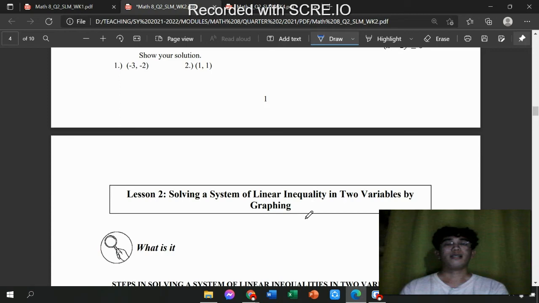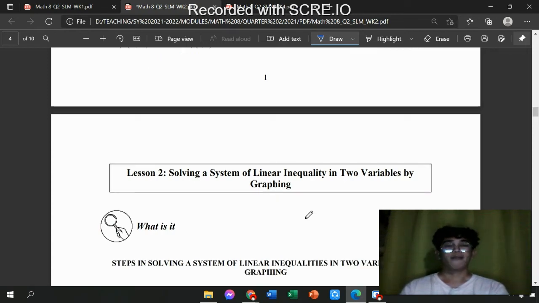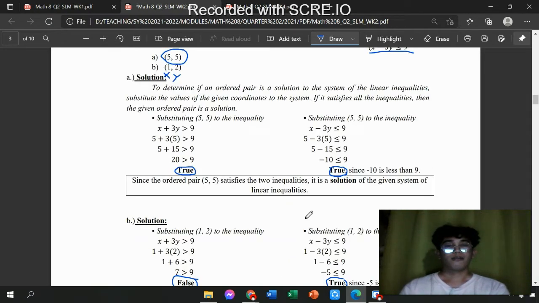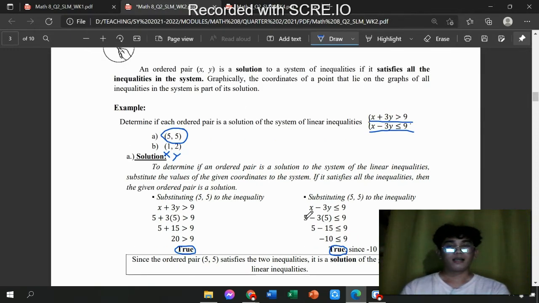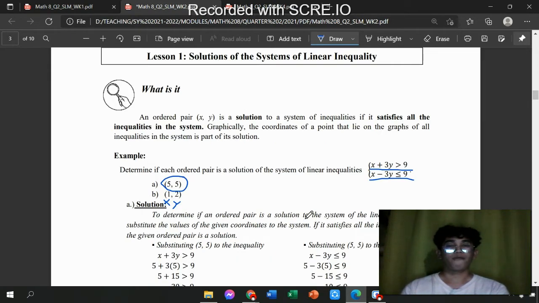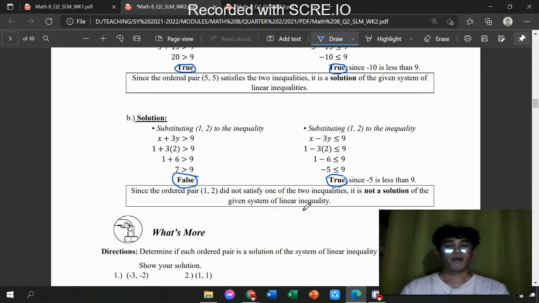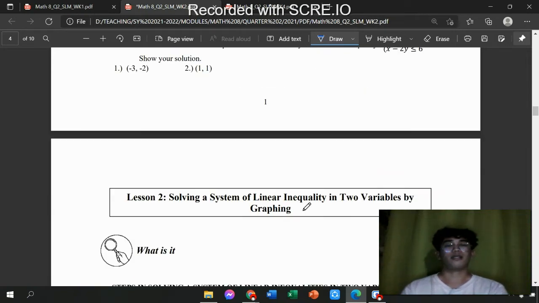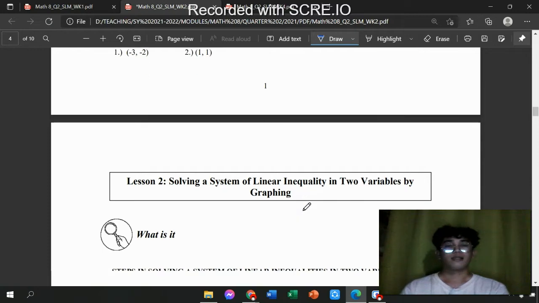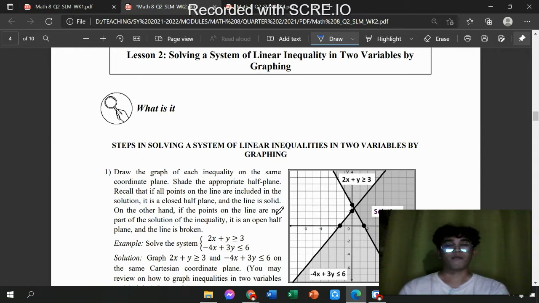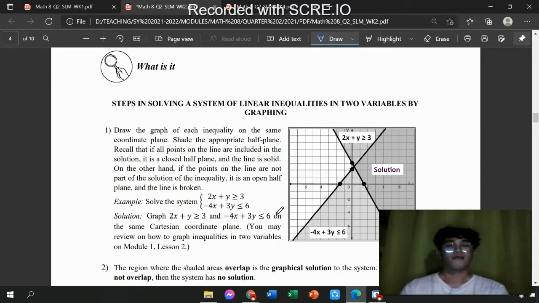Now let's move on to Lesson 2: Solving a System of Linear Inequalities in Two Variables by Graphing. So katong atong gibuhat, first technique or way on how to find the solution or to verify if the given ordered pair is a solution of the linear inequalities. Naay laing way unsaon pag-determine sa solution sa linear inequality. That is by graphing.